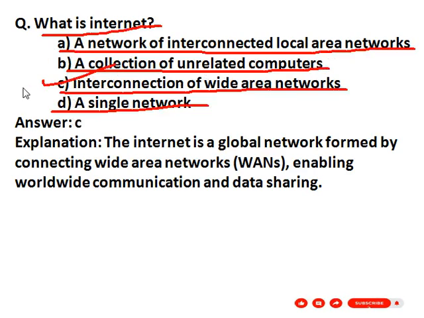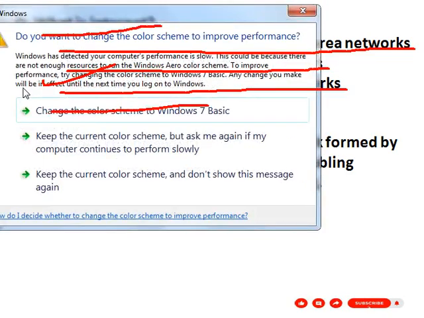Interconnection of wide area network. So, the internet is a global network formed by connecting wide area networks, enabling worldwide communication and data sharing. Actually, internet is the network of networks.